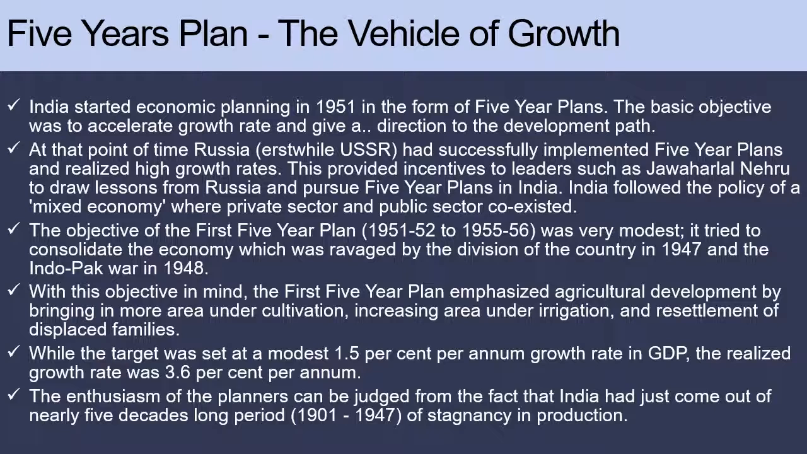It tried to consolidate the economy, which was ravaged by the division of the country in 1947 and the Indo-Pak War in 1948. With this objective in mind, the first five-year plan emphasized agricultural development by bringing more area under cultivation, increasing area under irrigation, and resettlement of displaced families. While the target was set at a modest 1.5% per annum growth rate in GDP, the realized growth rate was 3.6% per annum. The enthusiasm of the planners can be judged from the fact that India had just come out of nearly 5 decades-long period, 1901 to 1947, of stagnancy in production.